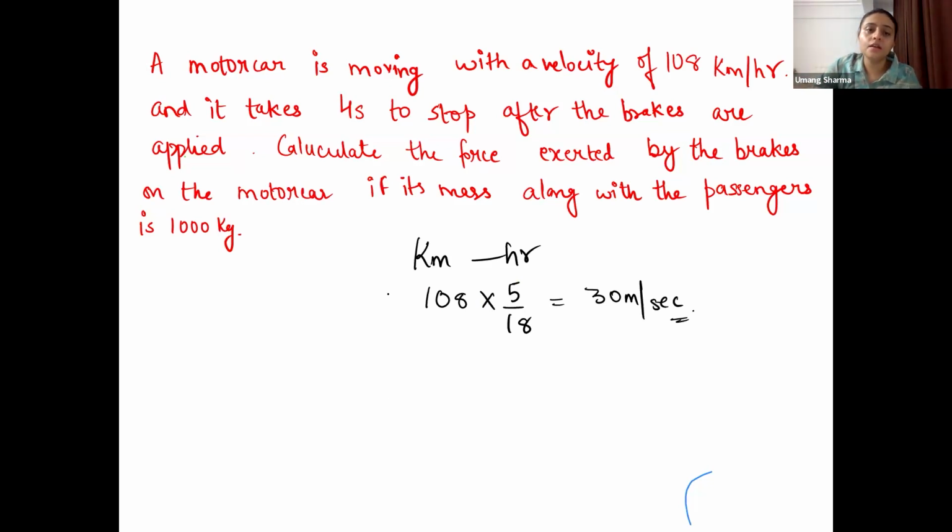Velocity is 30 meter per second and it takes 4 seconds to stop. So it's 4 seconds after the brakes are applied. Now tell me, this velocity which we have converted, is it the initial velocity or the final velocity? And Maggie needs to give this answer. Is it the final velocity or the initial velocity? Maggie. I hope you are listening, Maggie.